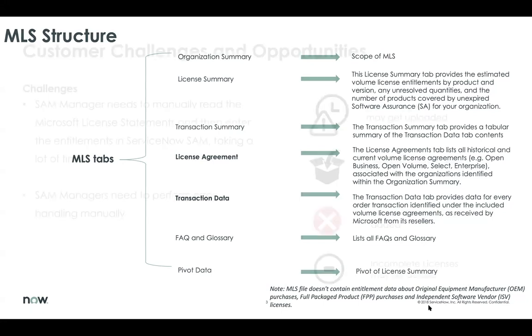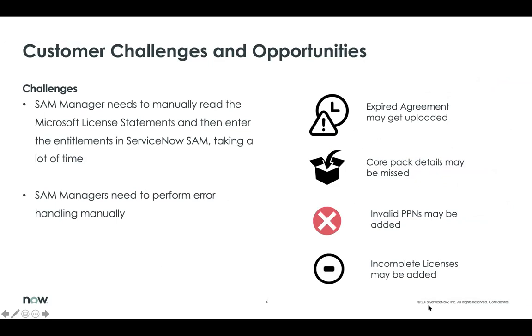Now, importing entitlements is not very straightforward because of the huge amount of data. If you want to import entitlements, you have to traverse through each row in the huge Excel file, take out the list of entitlements, and then put them manually in the SAM tool. Doing this also requires a lot of error handling. For example, the organization might not want the expired agreements to be in the SAM product.